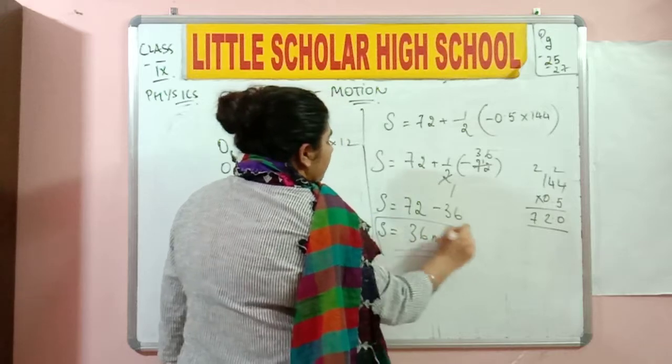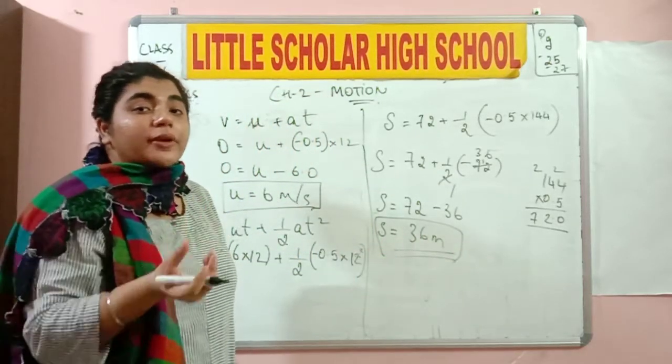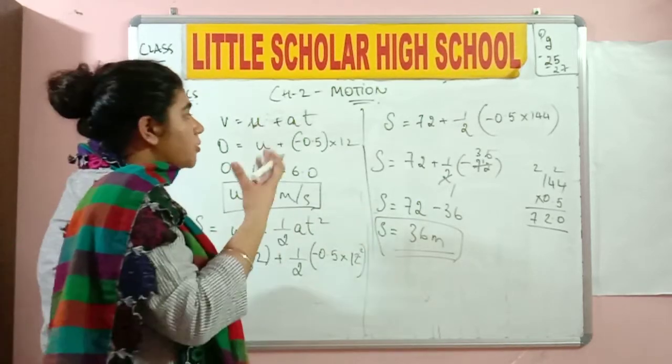What is this 36 meters? This 36 meters is the distance traveled by the bus after applying the brakes. In how much time? In 12 seconds time. Do you understand? Okay, so this was the problem.